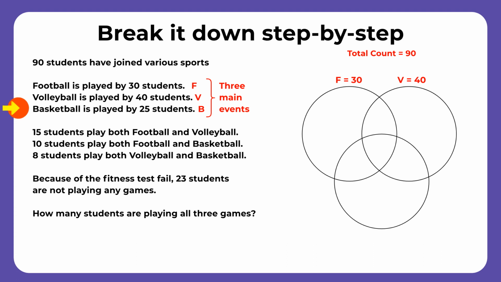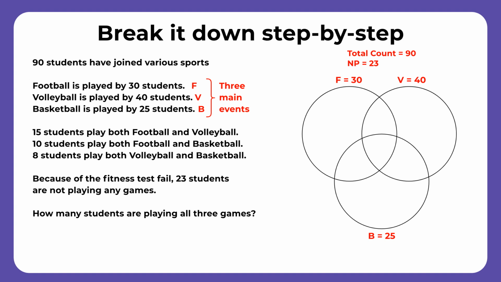Fact number 4. Basketball is played by 25 students. Let's assign this value to the third circle. Fact number 5. 23 students are not playing any games. Let's state this with NP, not playing, equals 23.